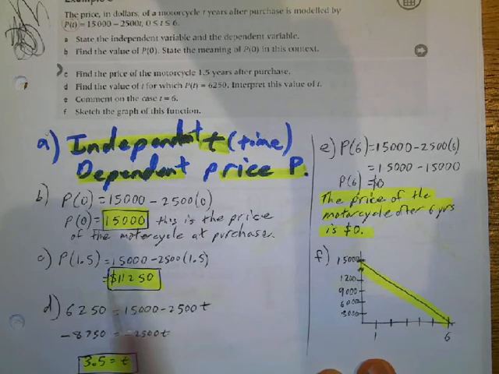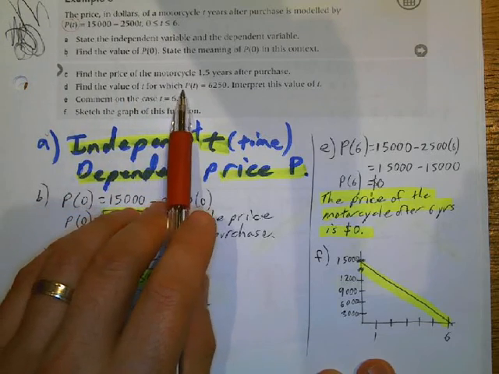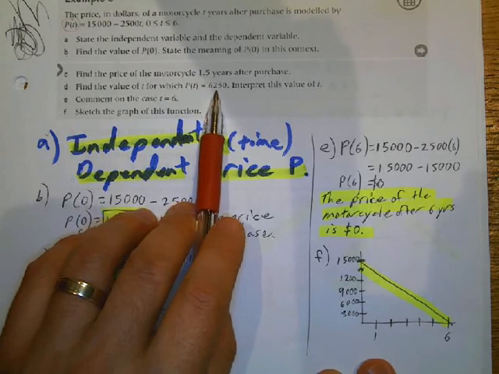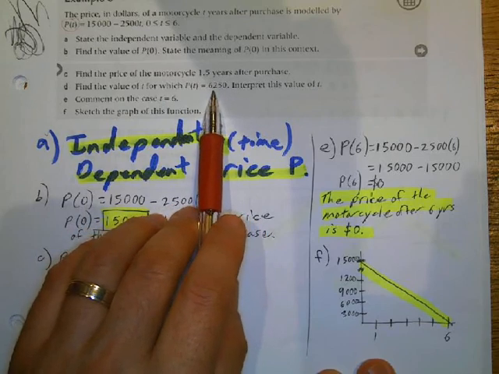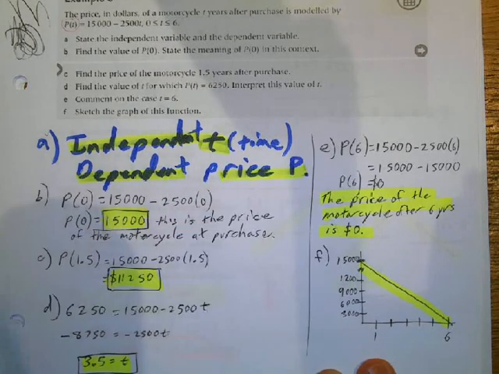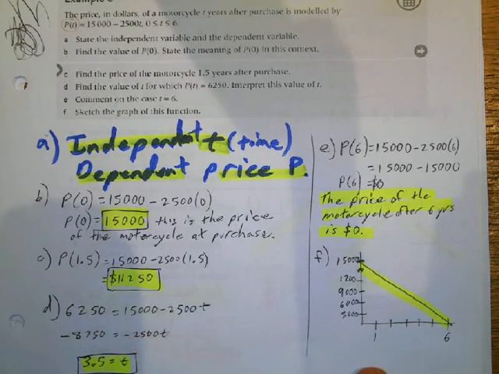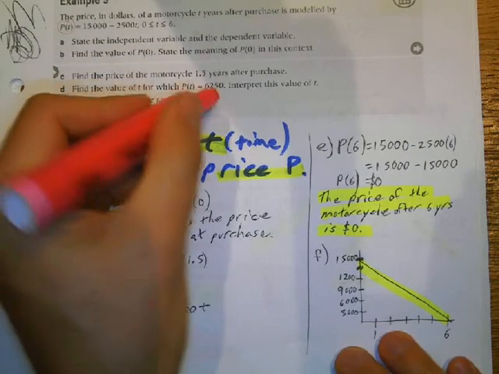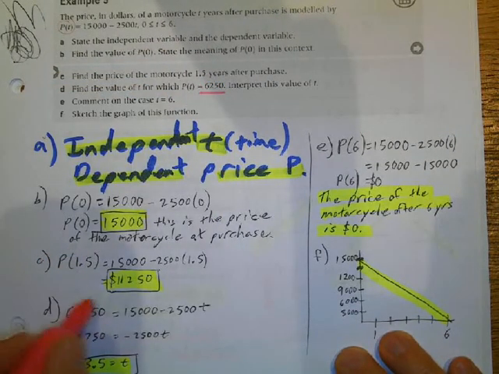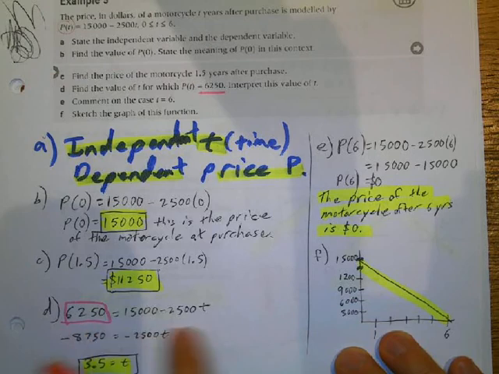Okay, question D, find the value of T in which P of t equals 6,250. Interpret what this means. So basically, P of t is this value. So what we're doing is we're saying, okay, we're going to make this 6,250, and we're going to solve for t.